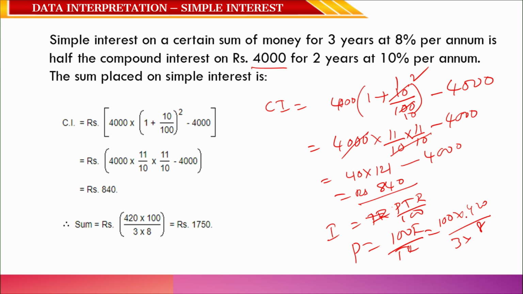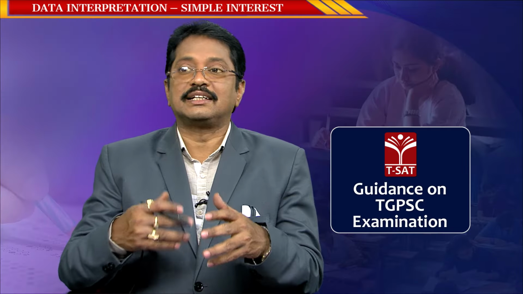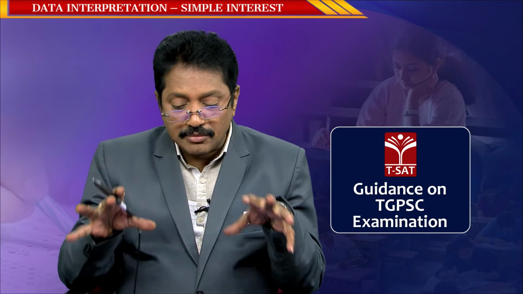So here you can say 3 ones 3, 140s, correct, and 2 4s 2, 70s, 2 2s 2, 35s, 3500, 3500 by 2 is 1750. So the answer is 1750. Clear. In this manner you can calculate the amount.